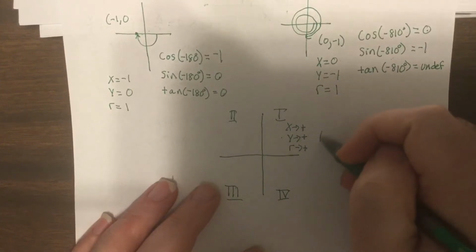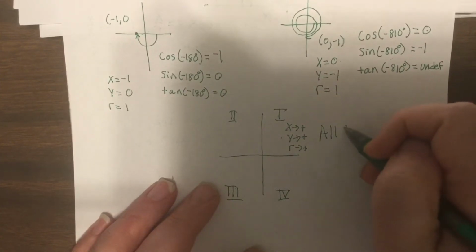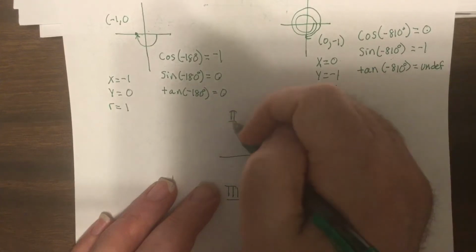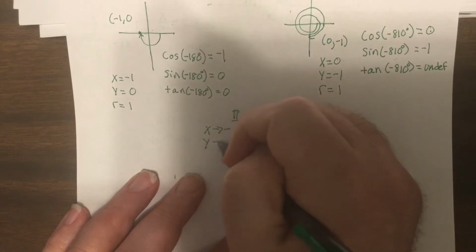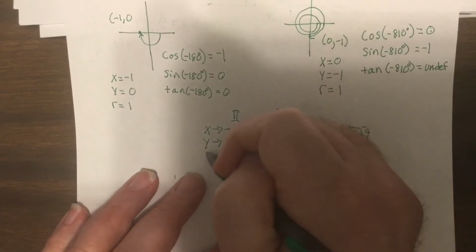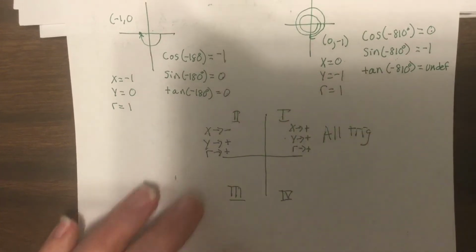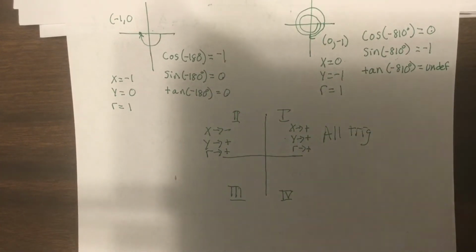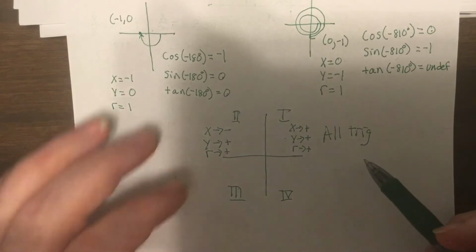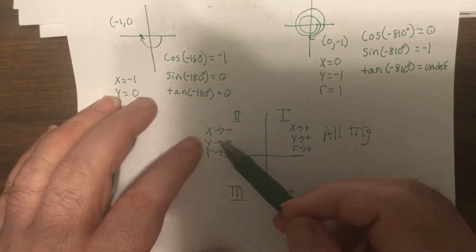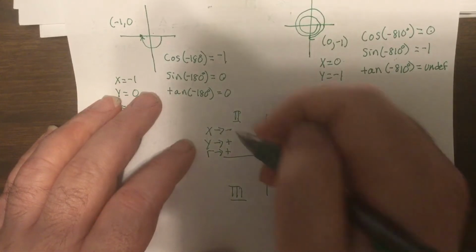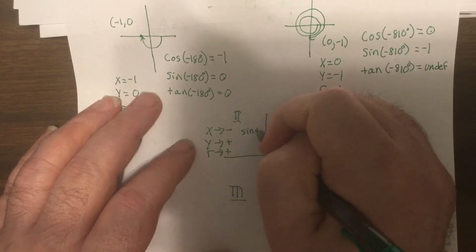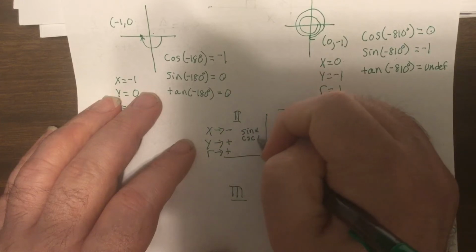Now, since all are positive, that means all trig functions are positive in the first quadrant. Second quadrant, we're going left, so x is negative. Y is positive because you're going up. R is always positive. So the trig functions that are positive are the ones that deal with y and r, because positive divided by positive is positive. Negative divided by positive is negative, so that would be sine and cosecant.